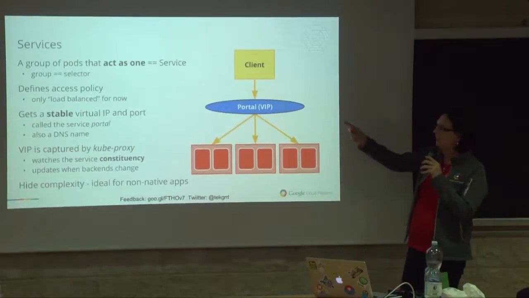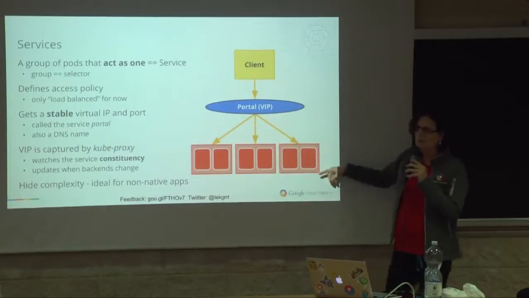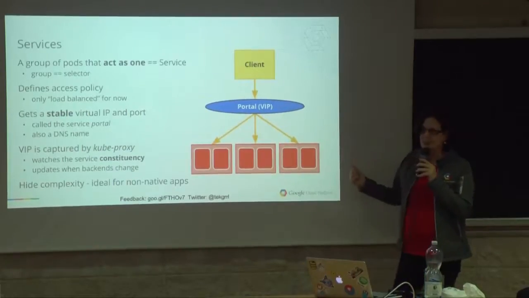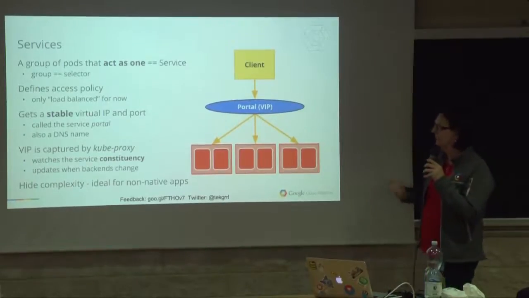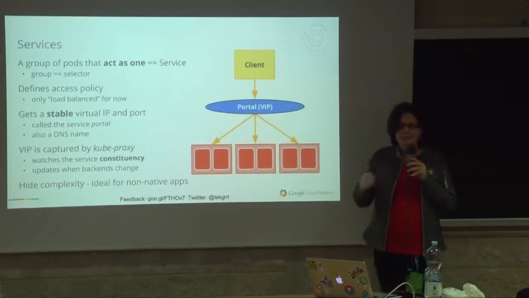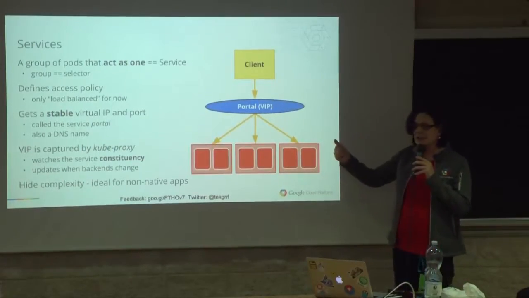The access policy for passing traffic to the backend pods is based on load balancing for now, but we have different ways of managing that, different access policies in the pipeline. And again, this is all covered in the documentation. In terms of service discovery, yeah?